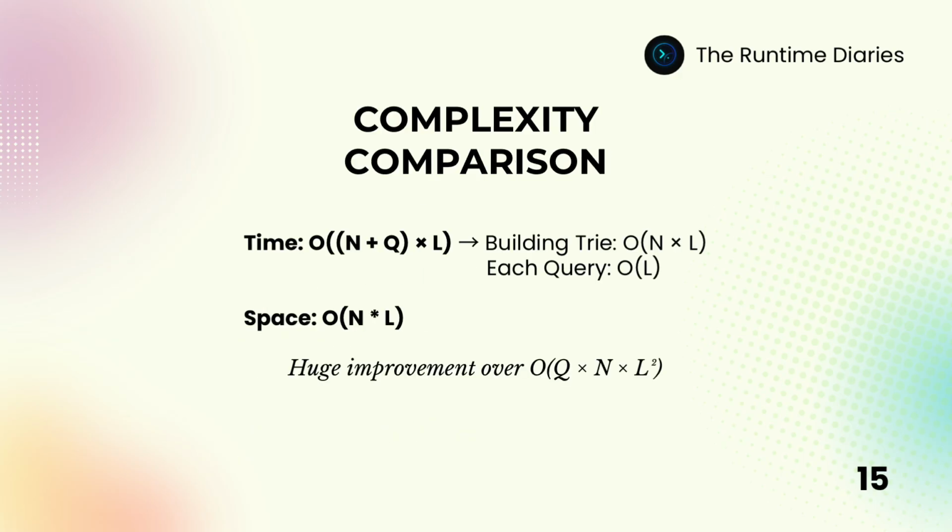Let's talk about complexity. Building the trie takes O(n × L), where n is the number of container words and L is the maximum word length. Each query takes O(L) because we walk down the trie for at most L characters. So the total time complexity is O((n + Q) × L), where Q is the number of queries. This is a huge improvement over the naive O(Q × n × L²) approach.